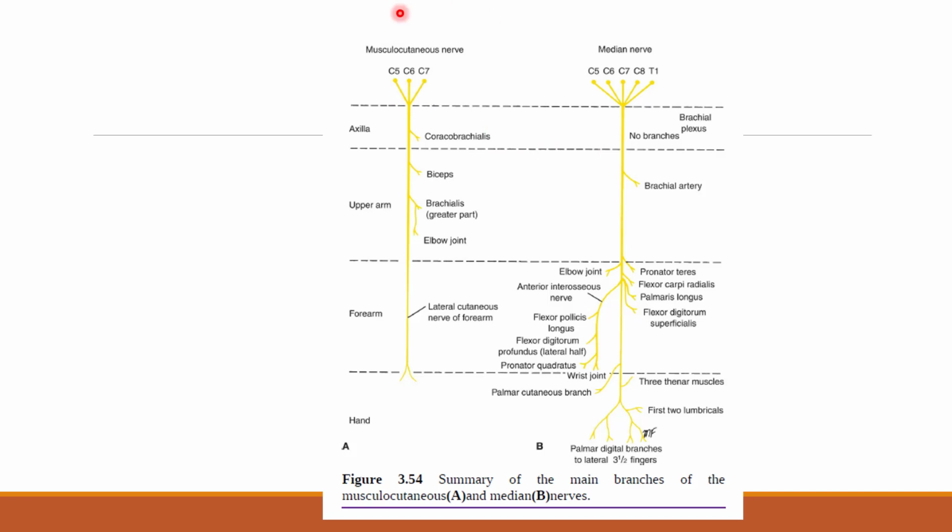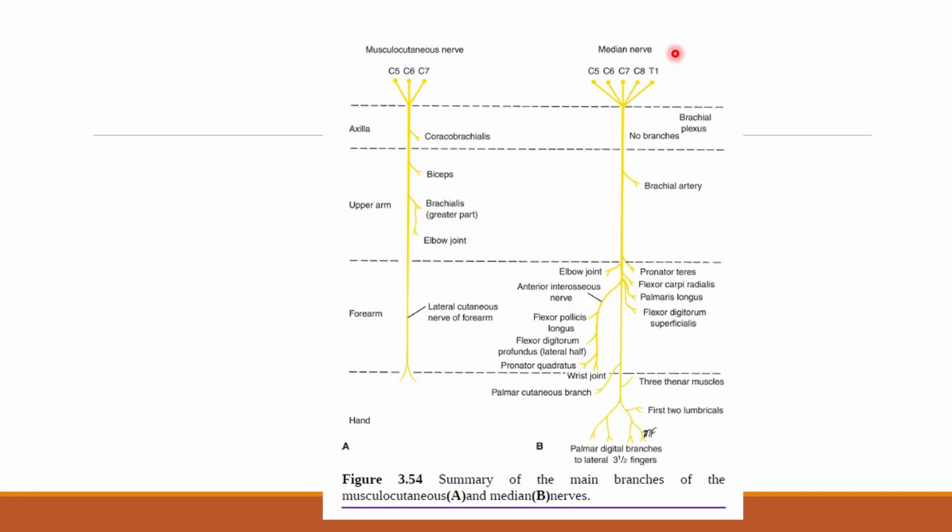So I have explained the musculocutaneous nerve. First of all, it is formed by C5, C6 and C7. In the axilla, it gives a branch to the coracobrachialis, which is a muscle of the anterior compartment of the arm. Then the biceps and the brachialis, because the musculocutaneous nerve is the main nerve of the anterior compartment of the arm. So it supplies 3 muscles here: coracobrachialis, biceps and brachialis. Then it supplies the elbow joint because it is crossing the elbow joint. And in the forearm, it is continued as the lateral cutaneous nerve of the forearm, which will supply the skin of the lateral part of the forearm.